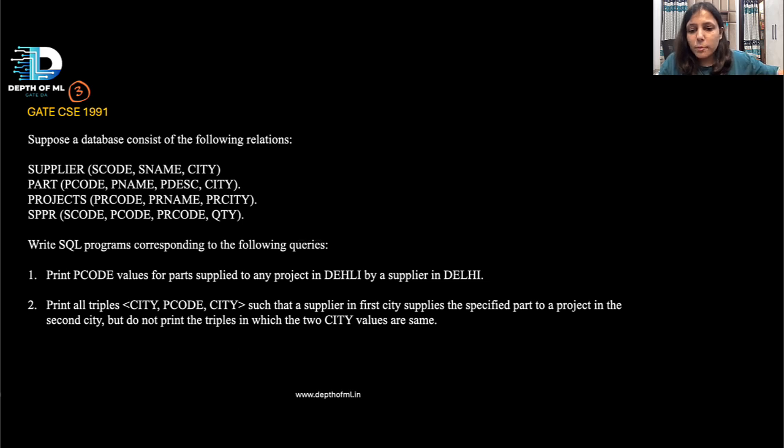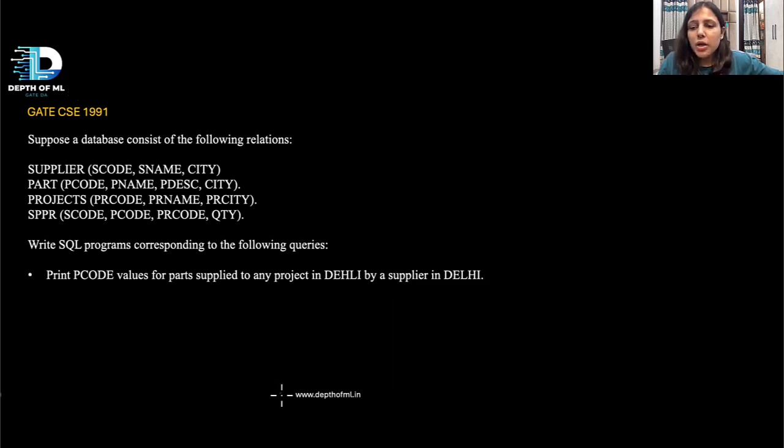Fine. So the first statement is print P code. So here is the P code. We have to print the P code values for parts supplied to any project in Delhi. So this is Delhi. So this is incorrect. This is Delhi.